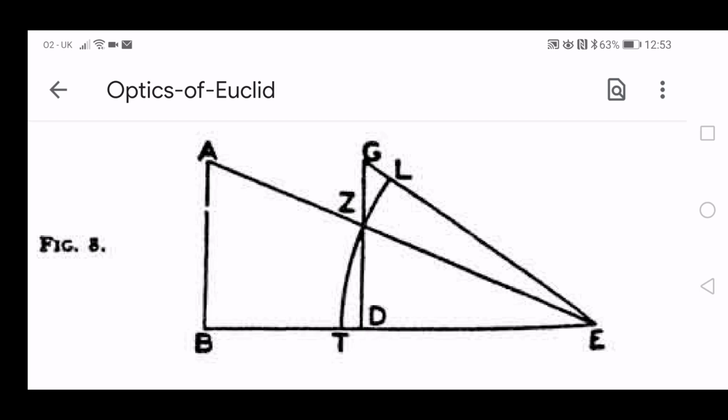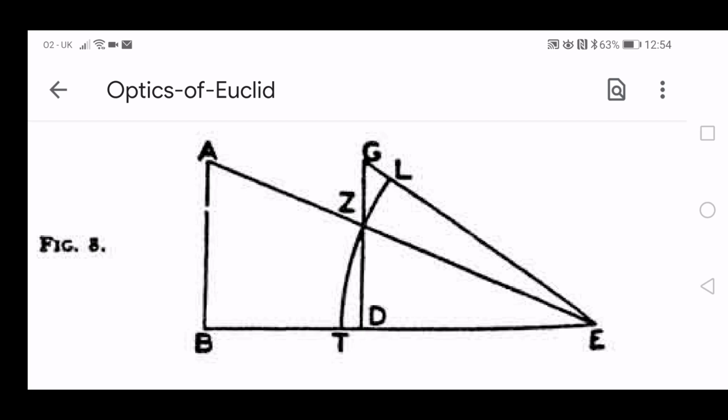Right. So let the two lines AB and GD be unequally distant from the eye E. I say that as it appears, BE is not in the same relation to ED as GD is to AB. For let the rays fall AE and EG, and with E as a central point and at the distance EZ, let an arc be drawn.